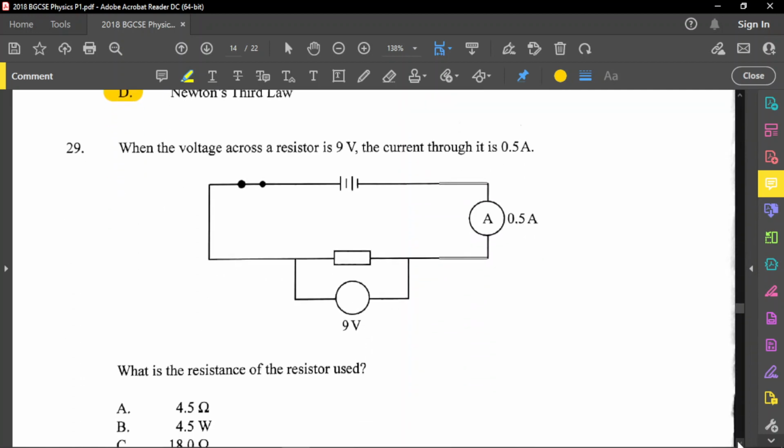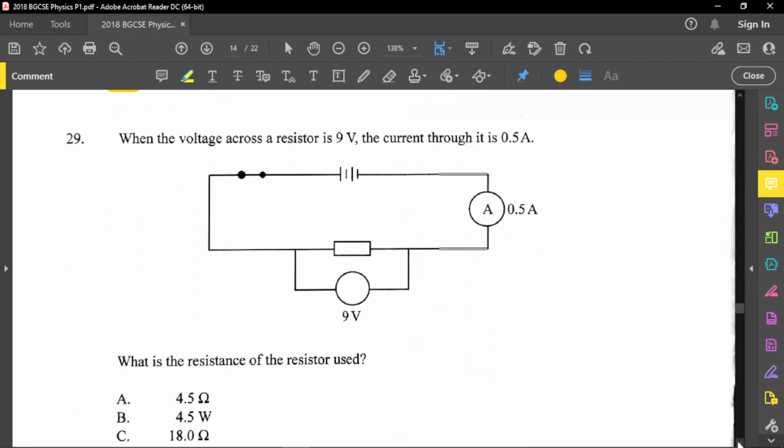Question number 29. We're moving a little bit faster because these do not need much explanation compared to the first set of questions. It said, when the voltage across a resistor is 9 volts, the current through it is 0.5 amperes.